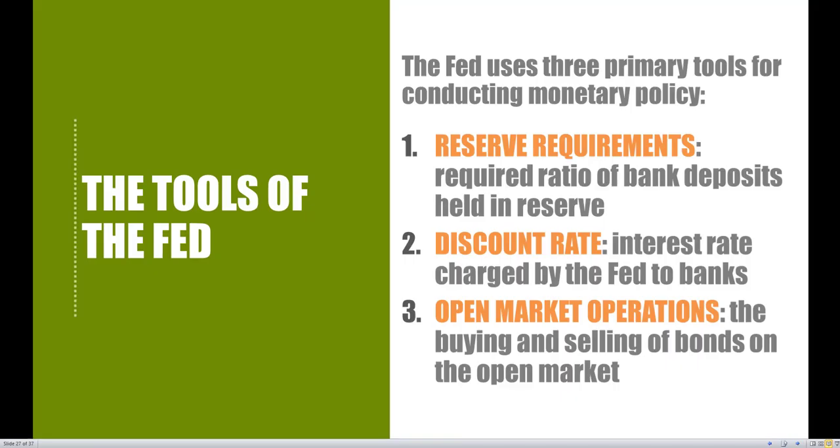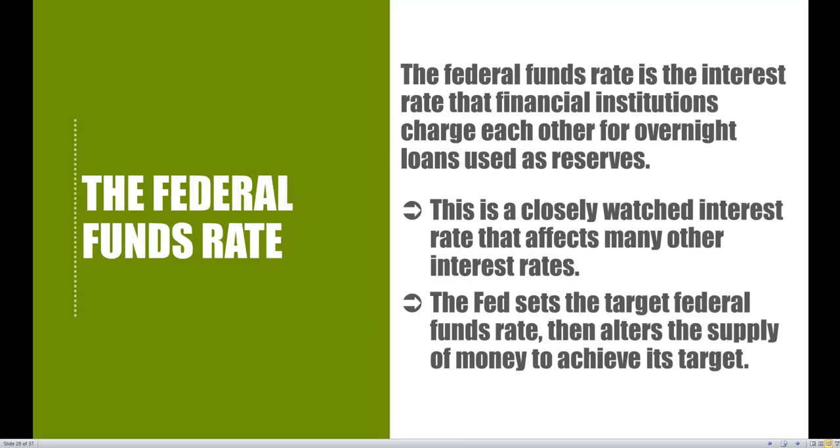So formally, the federal funds rate is the interest rate that financial institutions charge each other for overnight loans used as reserves. So like we said before, if TD Bank needs reserves, they can go to Wells Fargo, and Wells Fargo is going to charge them the federal funds rate in order to get a little bit of interest for lending them their money. And this is the closely watched interest rate that affects many other interest rates.